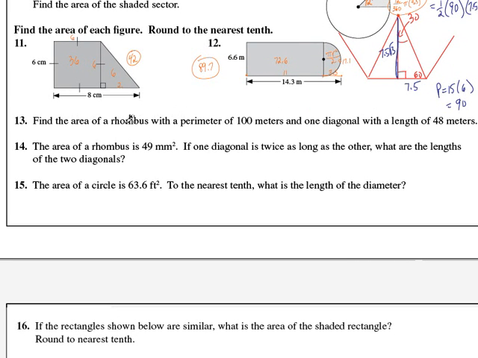Watch this. Find the area of a rhombus with a perimeter of 100 meters and a diagonal of 48 meters. Well, what if you have no idea what to even do on this? I would draw the thing out, wouldn't you? I'm not going to draw this very accurately. I mean, I'm going to try.